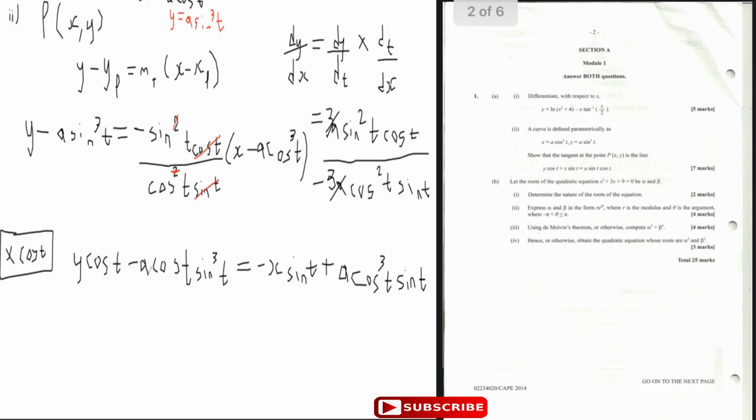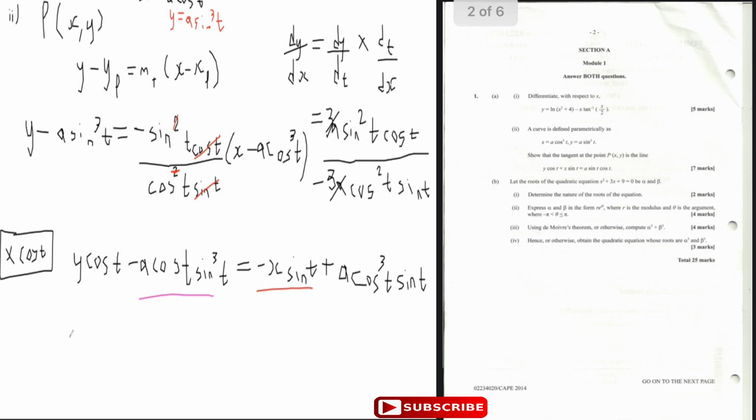Good. So look at what we're trying to prove. Notice that there's no cube. Since there's no cube, then let's just group them together. We notice that we have a y cos t and an x sine t. So we're going to bring this over to this side, and then we're going to bring this over to that side. So let's do that and see what happens.